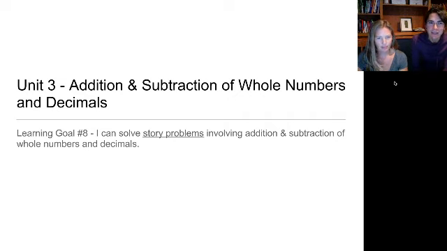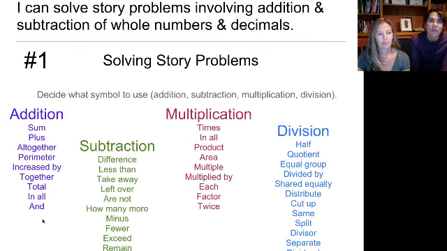Last learning goal, number 8, solving story problems involving addition and subtraction of whole numbers and decimals. So now the fun part, applying all that we've learned. Our vocab that we want you to write down is actually steps to solving story problems. Not all this, don't forget.